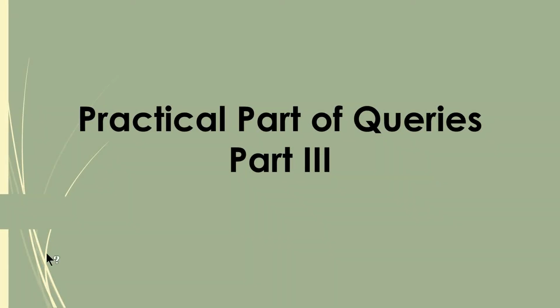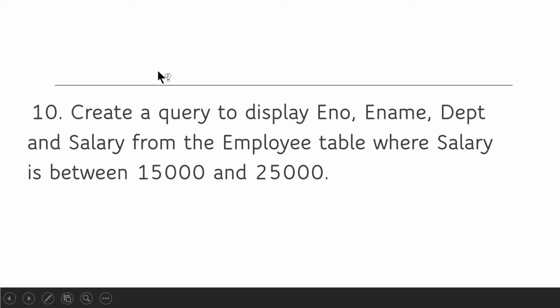This video covers the practical part of queries, part 3. The question is this way. Create a query to display employee number, employee name, department and salary from the employee table where salary is between 15,000 and 25,000. For this we have to make use of the between operator.